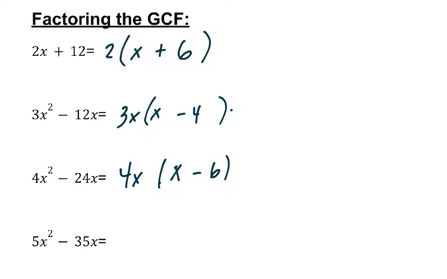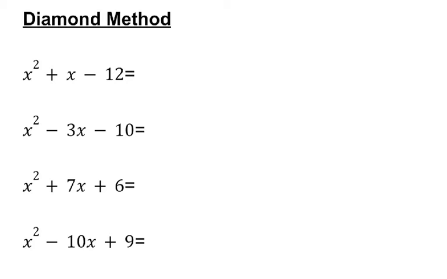I'll give you a couple seconds. I'm hoping that we factor out a 5x from that to make that a 5x, and then inside the parentheses we're going to have an x and then a minus 7. You notice the GCF is pretty easy, but it's one of the first methods that we have to use whenever we're factoring quadratics. Let's try the next one.